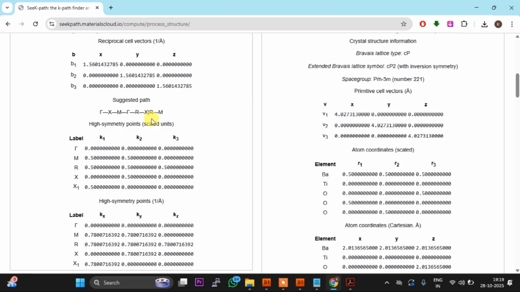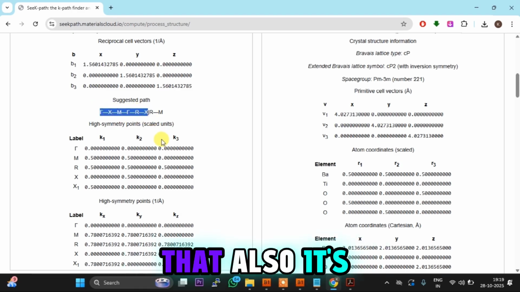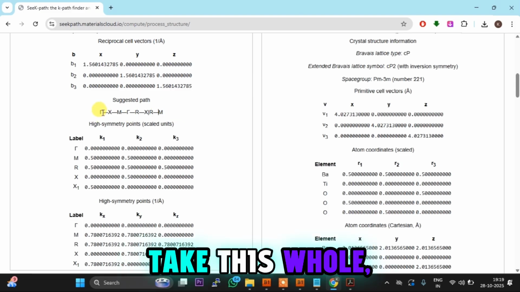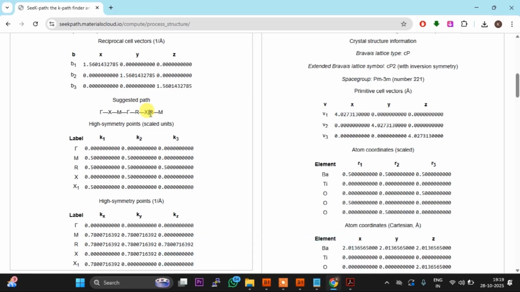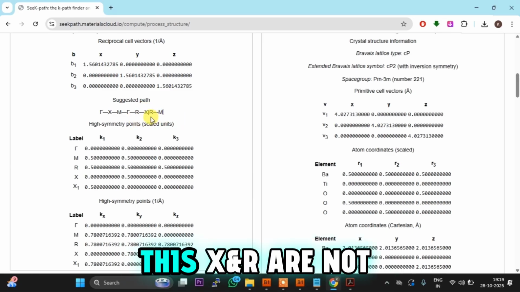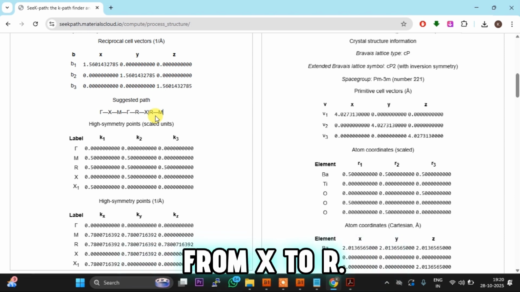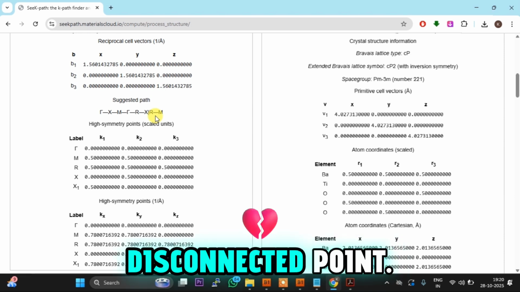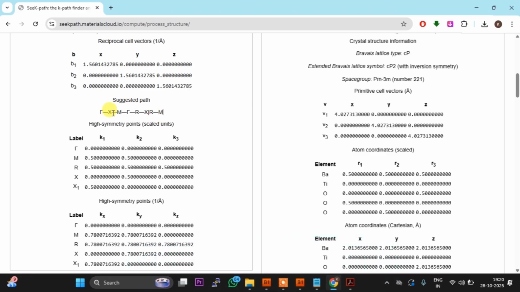Let me go down. You see, they have given you a suggested path. That also is something you can take. Of course, you can take the whole path, or only up to X. What does this sign mean? It means that X and R are not directly connected by a straight line, so there is no path from X to R. R is a disconnected point. So for simplicity, we can also take gamma X M gamma R X.